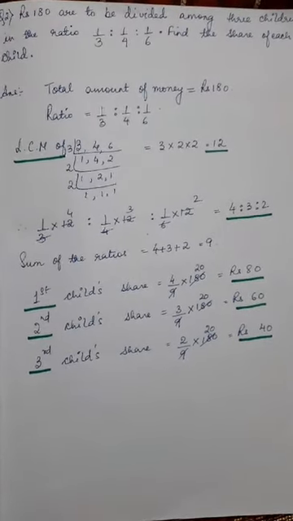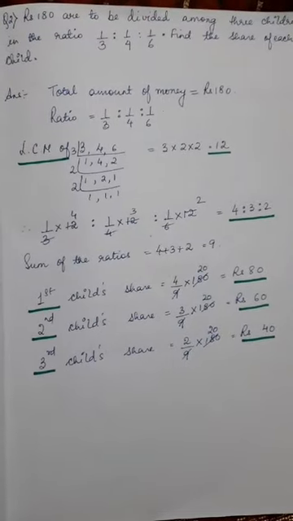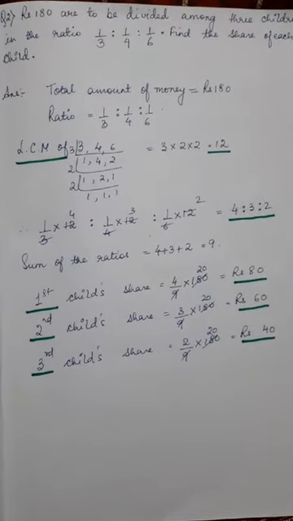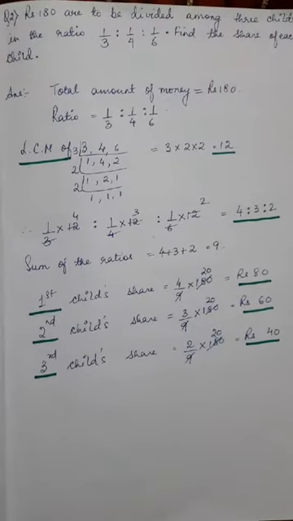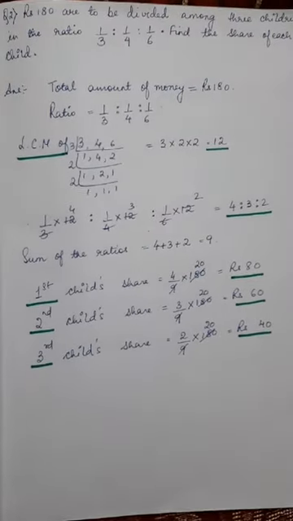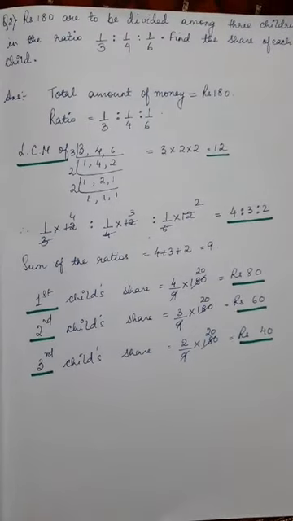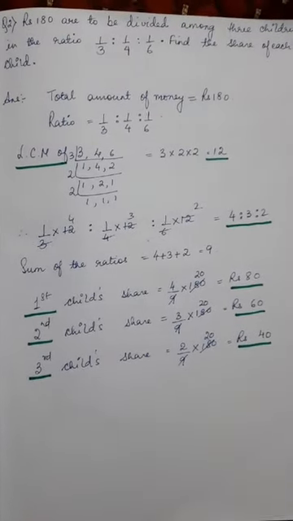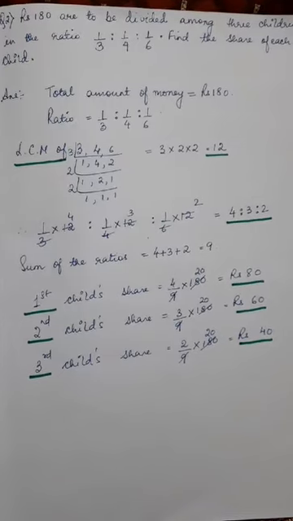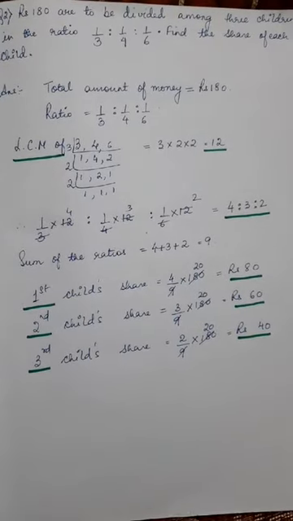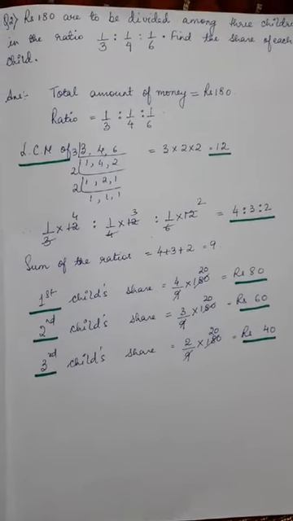So, how to divide a particular sum amount into certain parts, 2 parts, 3 parts. This I'll teach you today, so follow my sum very carefully. The question is, Rupees 180 are to be divided among 3 children in the ratio 1 by 3 is to 1 by 4 is to 1 by 6. Find the share of each child.